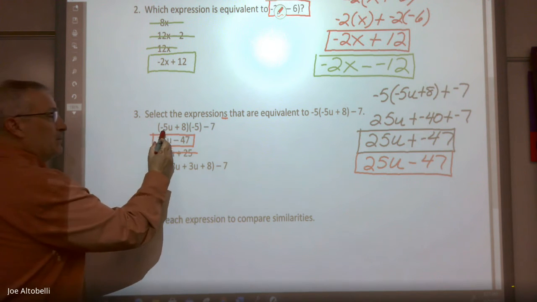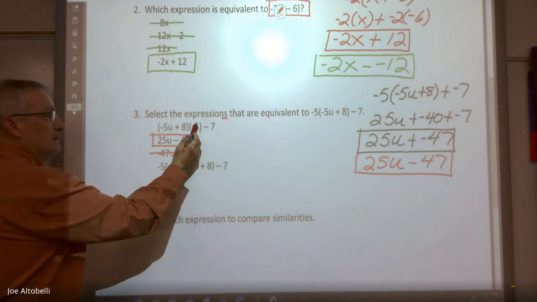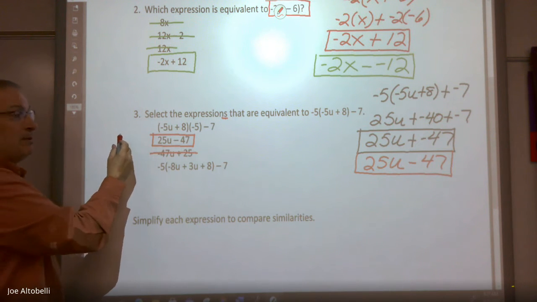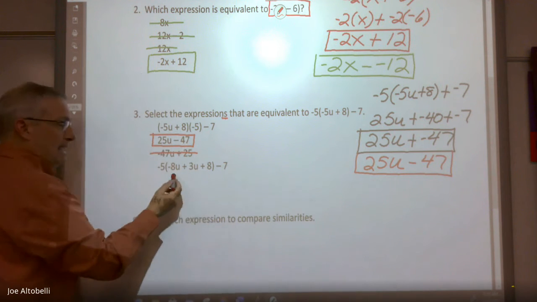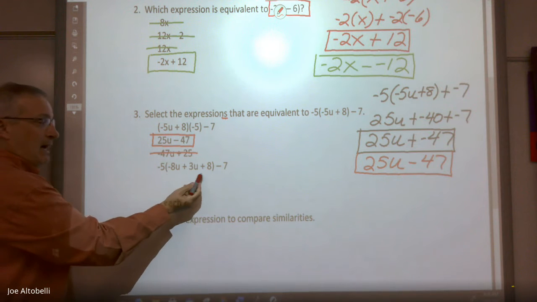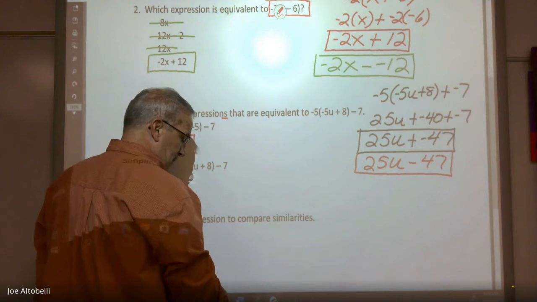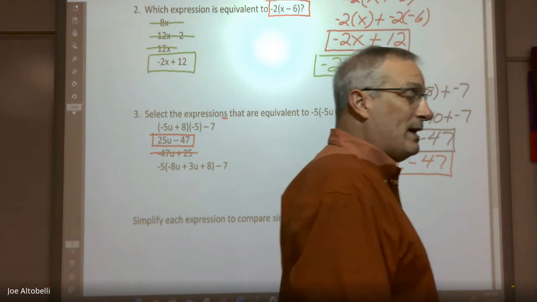You should be able to recognize this as what? You need to what? Simplify it to see if you get one of those. And this one you need to simplify to see if you get one of these. Go ahead. Simplify those.